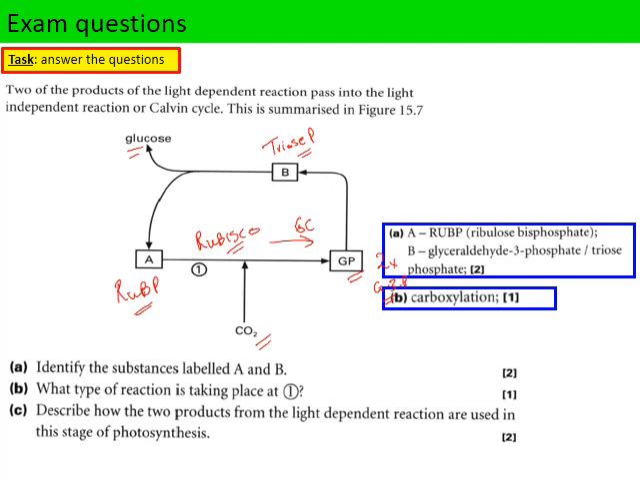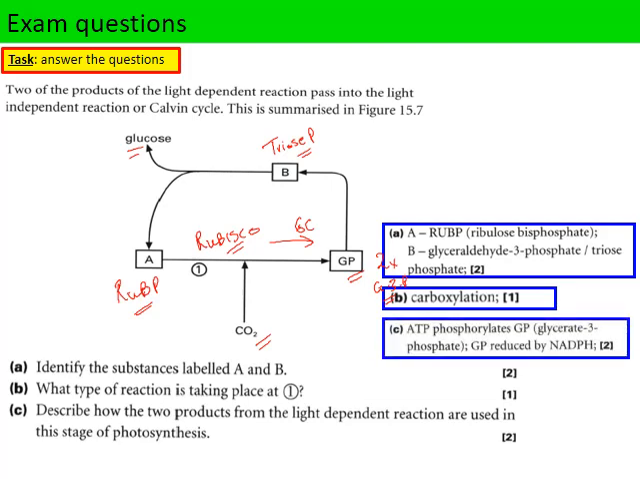And then it says, describe how the two products from the light-dependent reaction are used in this stage of photosynthesis. So we could actually draw these onto the diagram here. So we know ATP is going to be needed, and that's going to form ADP and inorganic phosphate. That hydrolysis provides 30.6 kilojoules per mole of energy, and that energy drives the reduction of G3P to triose phosphate, regenerating the oxidized NADP.